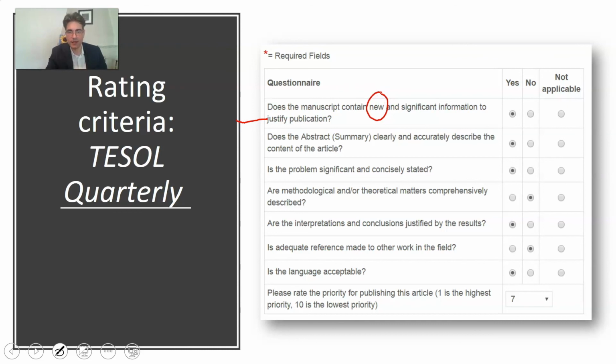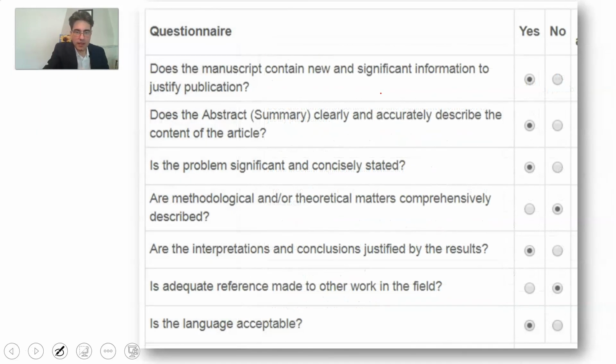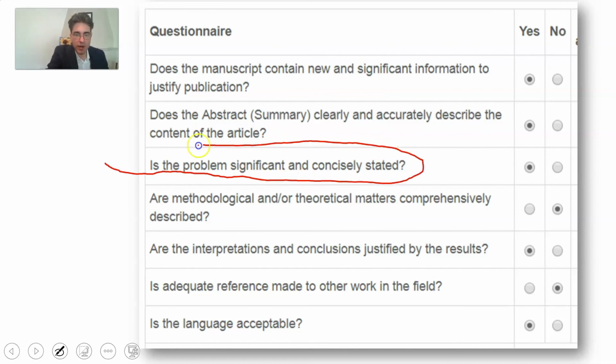And similarly, along the same lines, is the problem significant and concisely stated? So this problem is in the context of the territory. This should be made clear in the territory, and I see these two things as linked. Is there new information? Is this problem that the author is addressing something that is important and significant to the conversation that the author is entering into?